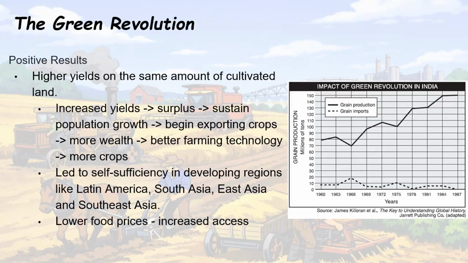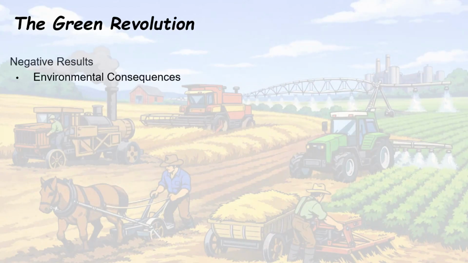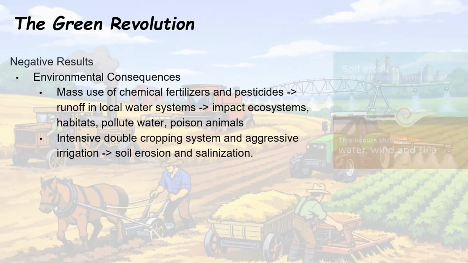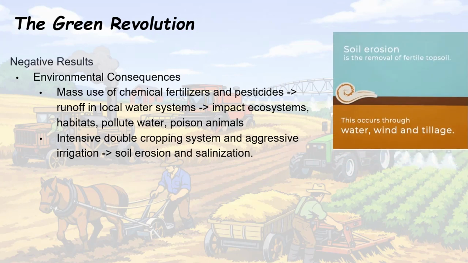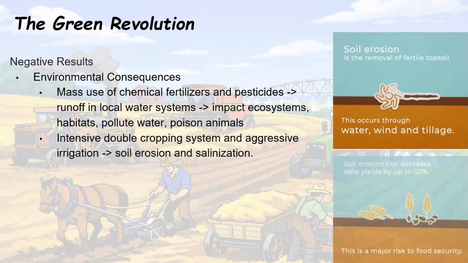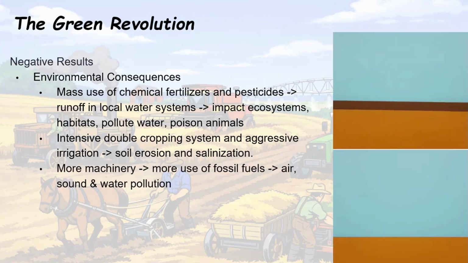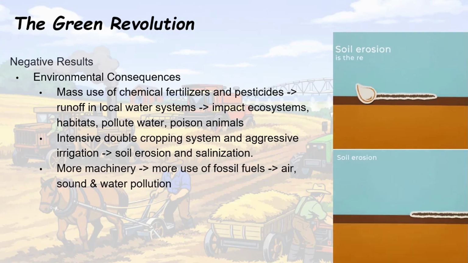feel it. Here's the part nobody posts on the highlight reel. Yes, the Green Revolution boosted food production, but it also came with environmental consequences. Mass use of chemical fertilizers and pesticides sounds efficient, but when it rains, runoff happens. Those chemicals wash into local water systems, rivers, lakes, groundwater, polluted. Ecosystems get disrupted, habitats damaged, animals poisoned. It's not just crops being affected.